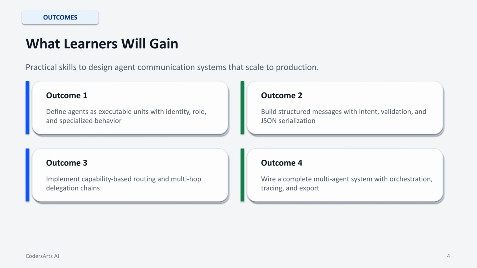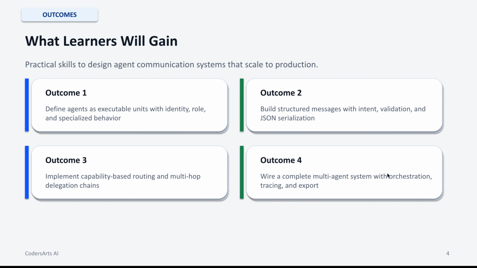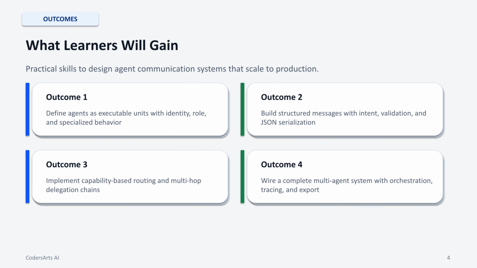What learners will gain. These are four outcomes. Outcome 1, define agents as executable units, identifying roles and specializing behavior. Outcome 2, build structured messages with intent, validation, and JSON serialization. Outcome 3, implement capability-based routing and multi-hop delegation chains. Outcome 4, wire a complete multi-agent system with orchestration, tracing, and export. This is how real agent systems are built in production.